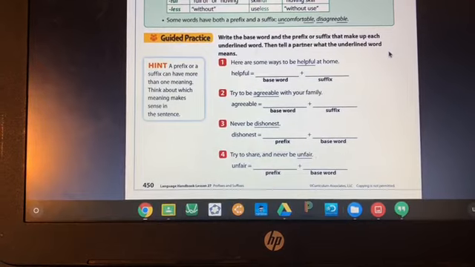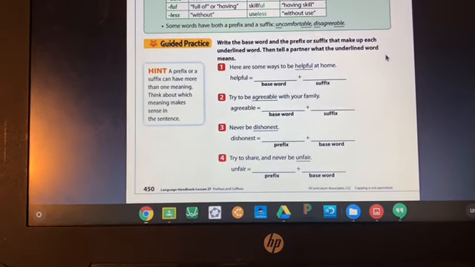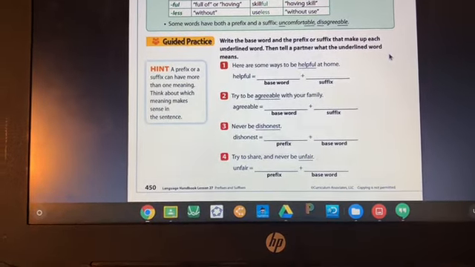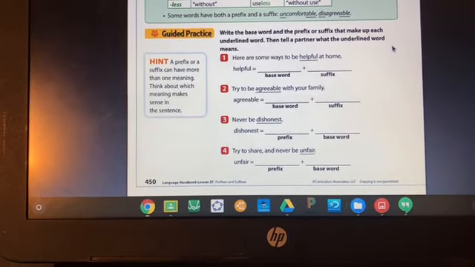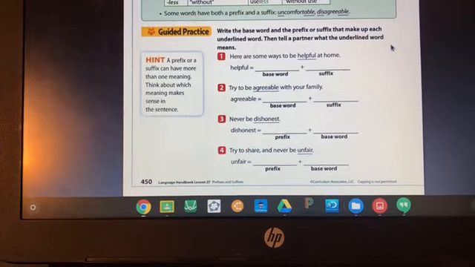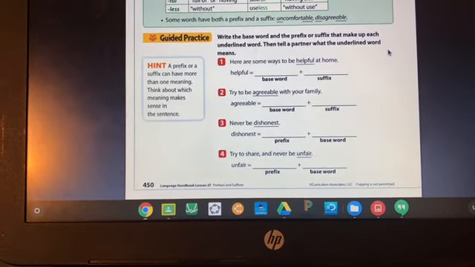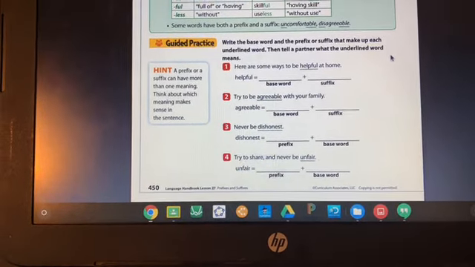Number 4, try to share and never be unfair. Unfair equals prefix plus base word. The prefix is un, and the base word is fair.